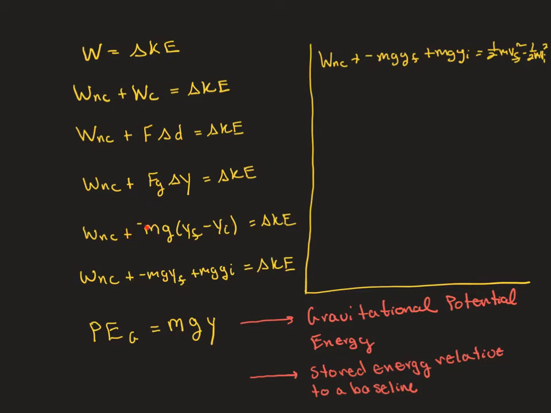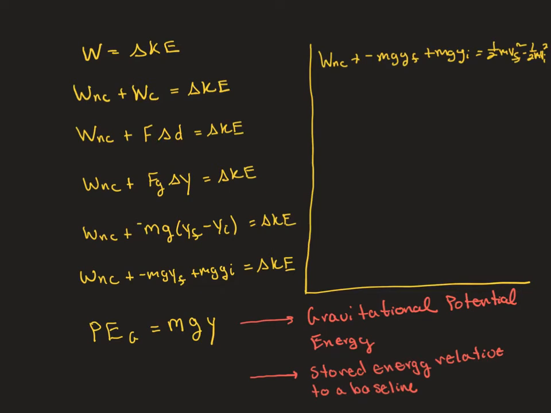And then I've just distributed the mass times the acceleration due to gravity to both terms. So we end up with work non-conservative plus a negative mass times g times y final plus mass times g times y initial equals the change in kinetic energy. This allows us to define that the gravitational potential energy is equal to mass times 9.8 times the height, or distance, from a baseline. So we're going to call this the gravitational potential energy.